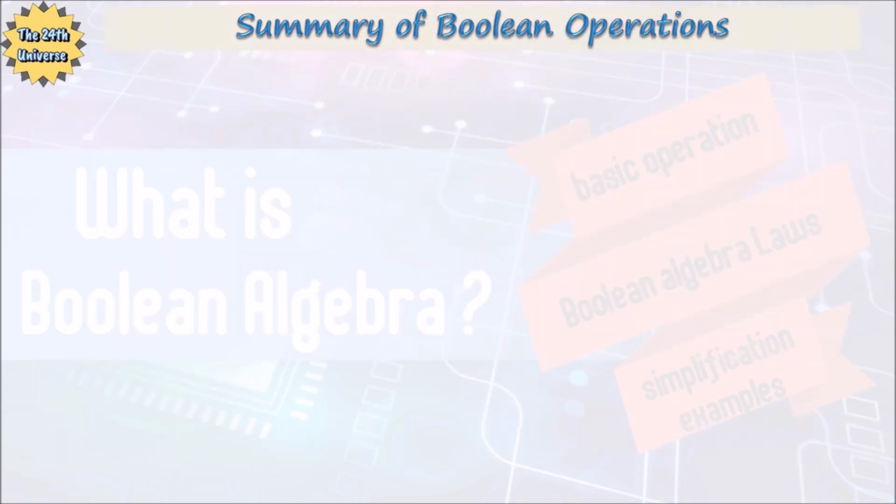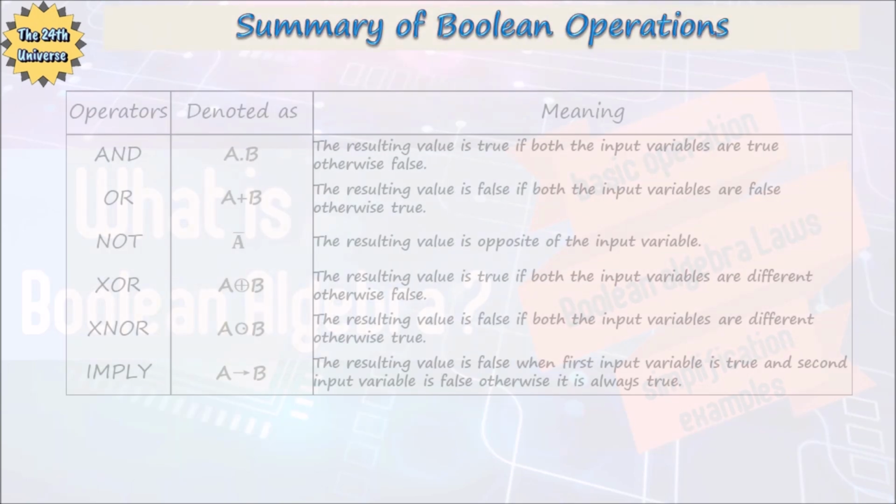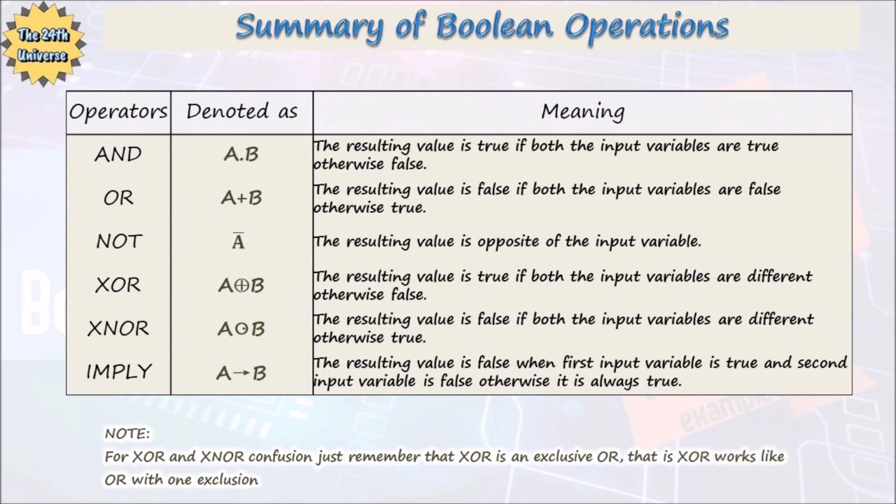This is the summary of Boolean operations: A and B, A or B, not A, A XOR B, A XNOR B, A implies B. As you have already seen, there are many reduced forms for each of the secondary operations. You can use any of them which you can remember easily.